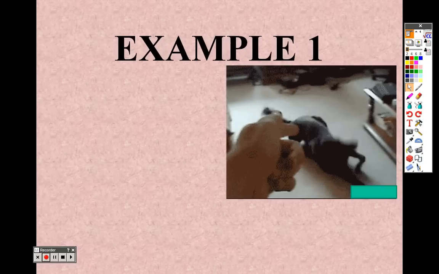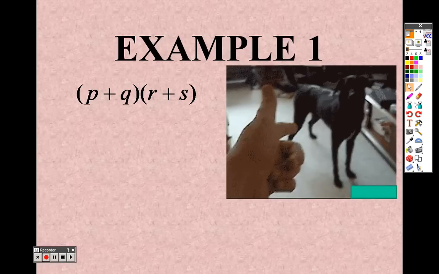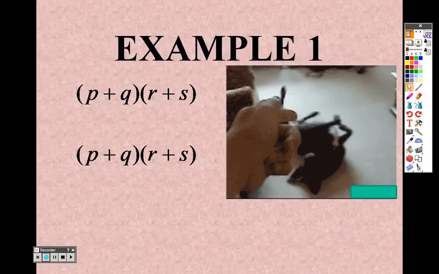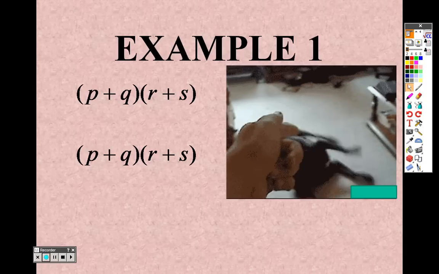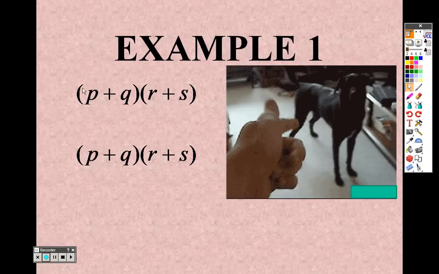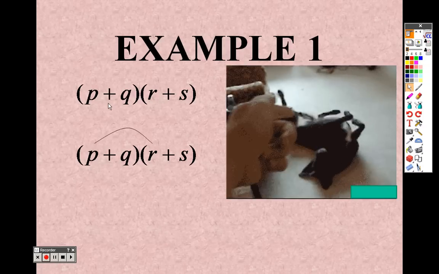Okay, so example 1 here, let's take a look. With this example, all we're going to do is do the distributive property, but now we have 2 items here. So this is basically what we referred to as foiling.